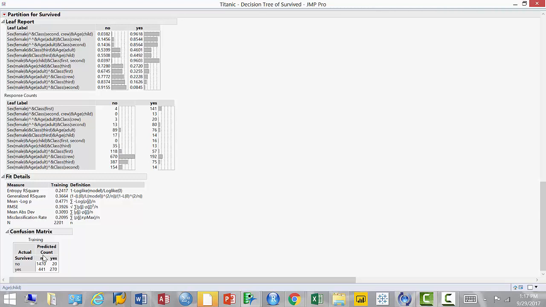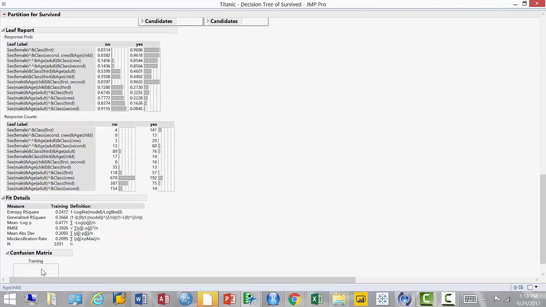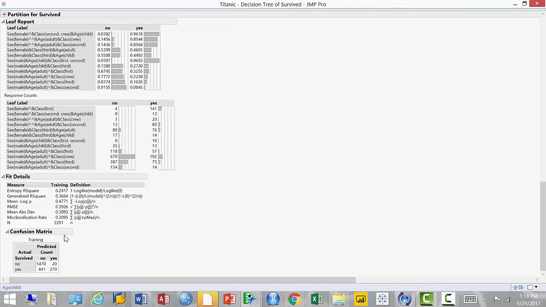So it's pretty much the same thing, right? These are called false positives, and these are called false negatives, pretty much. So I classify them as yes, while in actuality that was a no, false positive, and other way around, I classified as a no, while in actuality that was a yes.